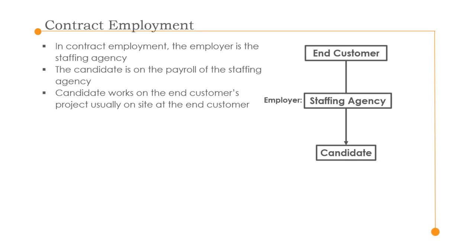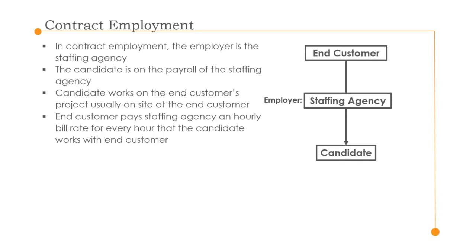This bill is calculated based on the amount of hours worked by the candidate multiplied by the agreed bill rate. So the end customer pays the staffing agency an hourly bill rate for every hour that the candidate works with the end customer. Over here in the example, we see that the end customer pays the staffing agency an hourly bill rate of $100. The staffing agency then pays the candidate an hourly wage. This is called pay rate and is agreed upon before the employment of the candidate. Over here we see in the example that the staffing agency pays the candidate a pay rate of $65 an hour.